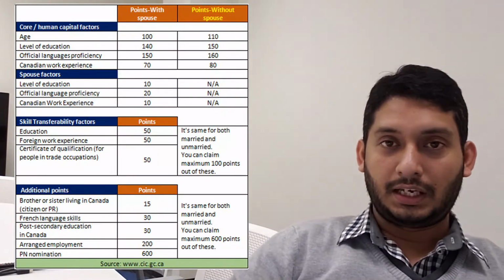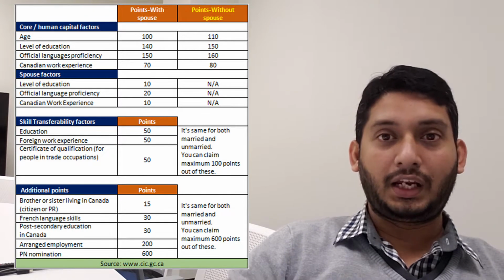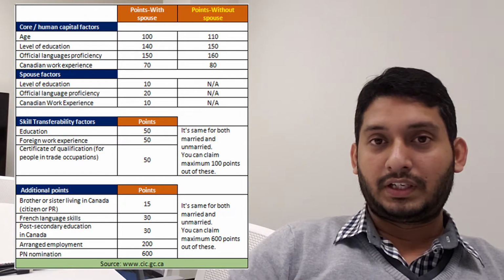Okay, so going forward, I'm sharing the table with the entire 1200 points so that you can have a quick look at where these 1200 points are coming from. Okay, so now let's go one by one. So first comes age.